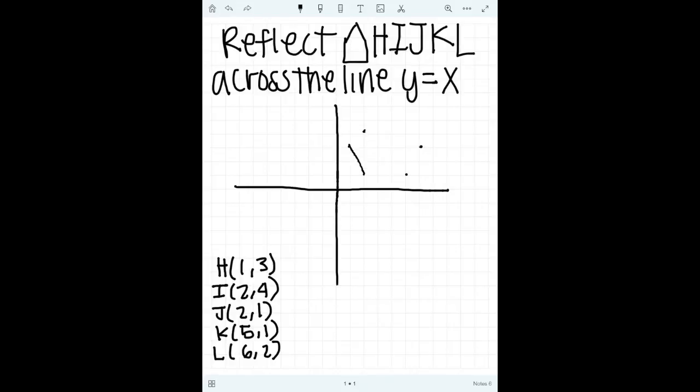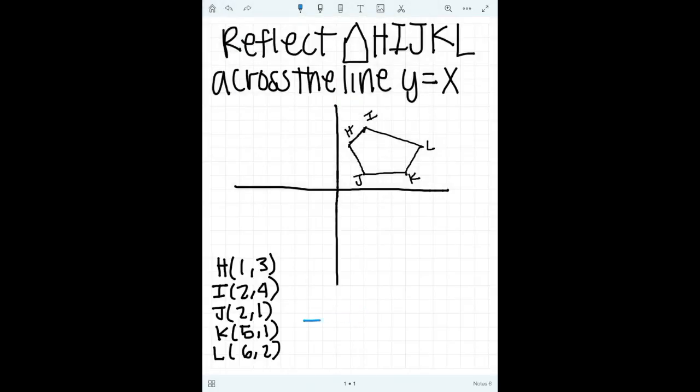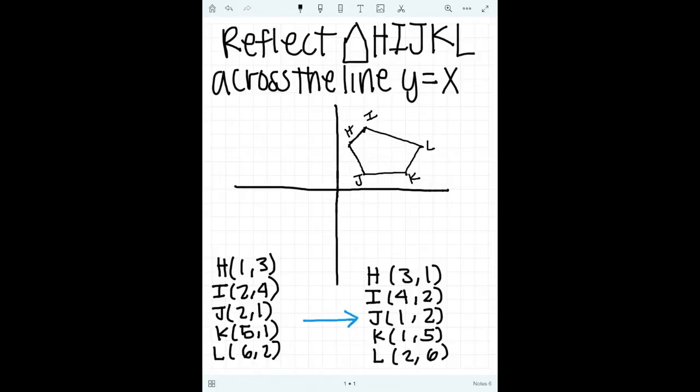Well, first things first, I would graph my original figure, label it HIJKL, as you can see, and then draw an arrow, maybe in a different color or a different type of pen. Don't use pen, this is math. As you can see, H prime is 3, 1, and H, the original H, is 1, 3.